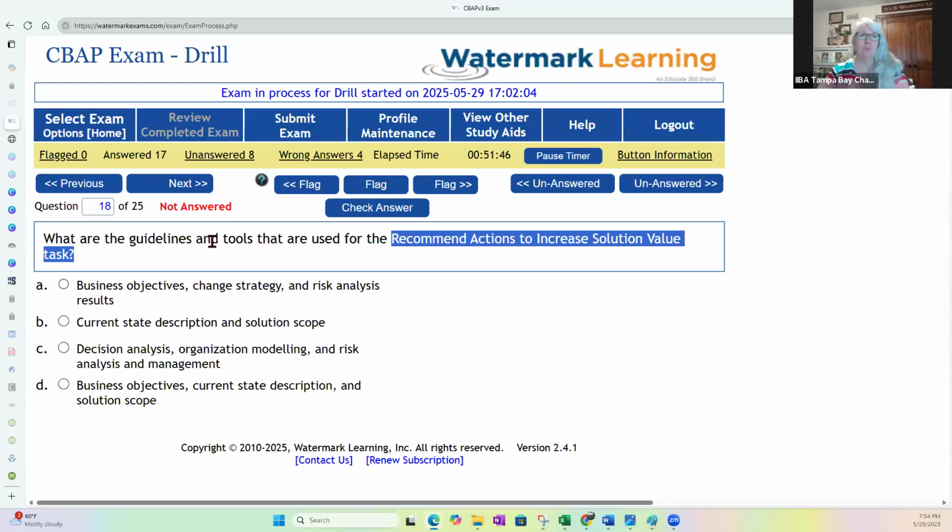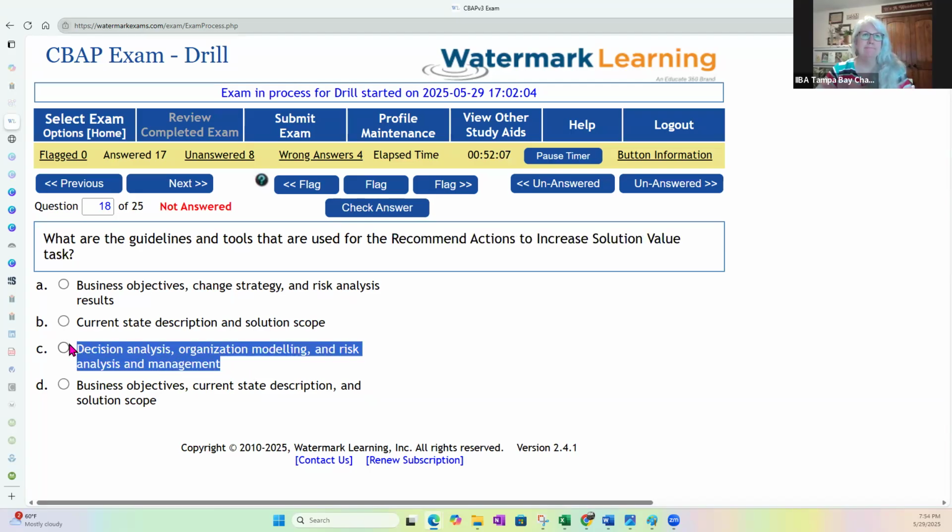So guidelines and tools that would do that: would it be business objectives, change strategy, risk analysis results, current state description and solution scope, decision analysis, organization modeling and risk analysis and management, or business objectives, current state description and solution scope? Can we eliminate C? Yes. Okay. I would go with D as the answer.